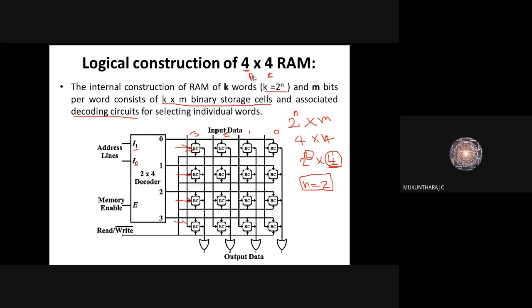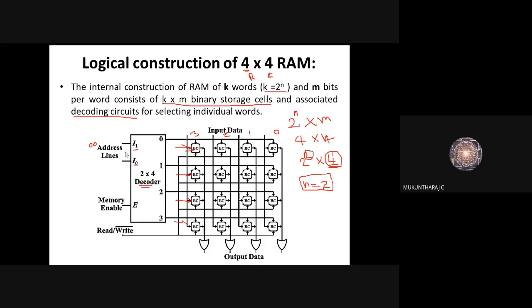Right? The number of rows represents address locations, and the columns represent the bit length of the input data. If I'm giving the address lines, here we are using 2 input address lines. If I'm setting the address lines as 0, 0, then what will happen? The 0, 0 enables the 0th line of the decoder. We have already studied this decoder circuit, the 2 cross 4 decoder circuit.